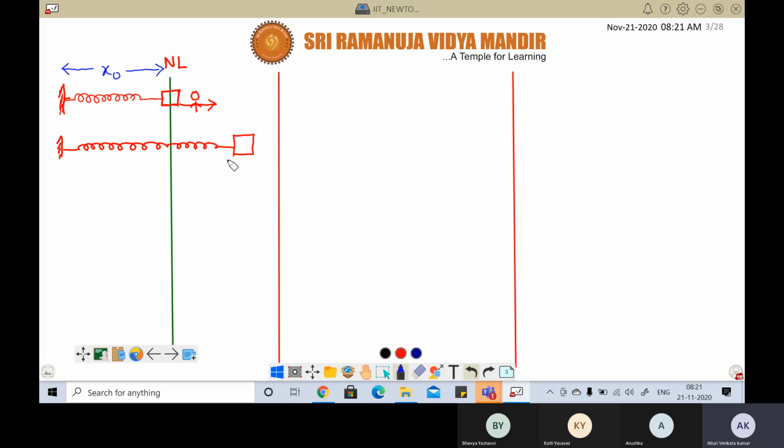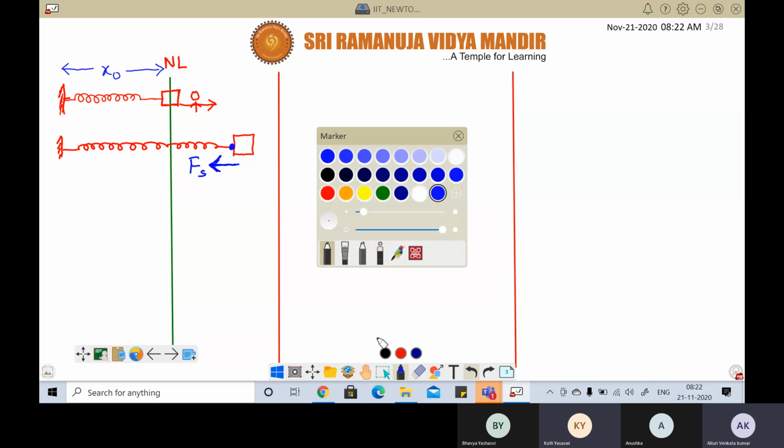I am not pushing the block to the left side. Who is pushing? The spring. Who is making the block move left? The other end of the spring. This end of the spring is making the block move left. So this force is called what? Spring force. Understood?